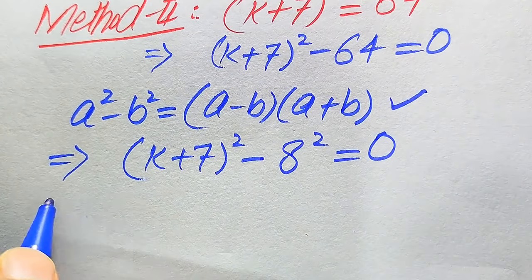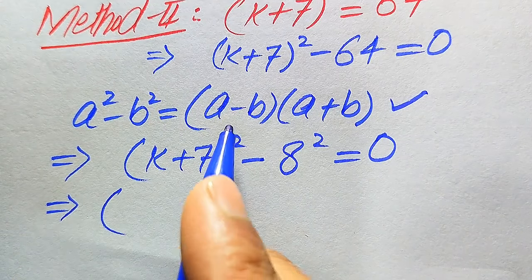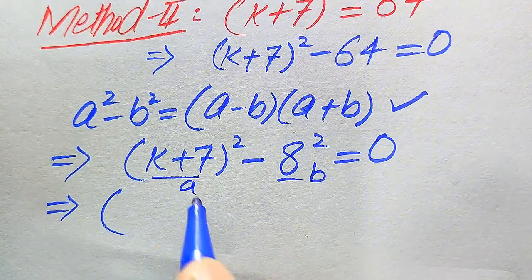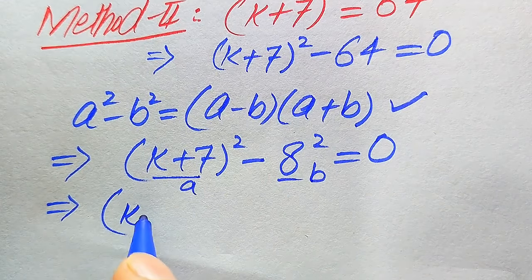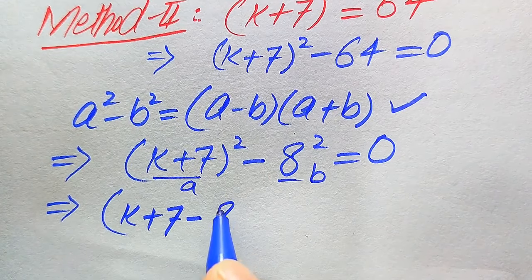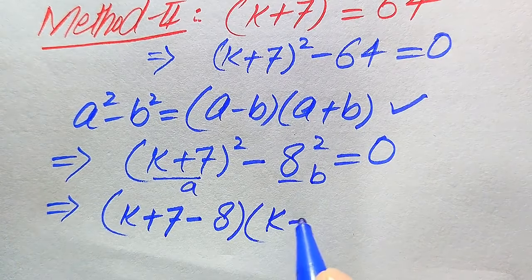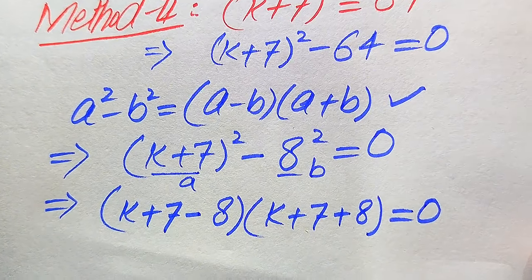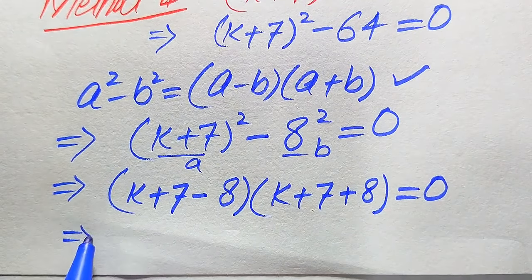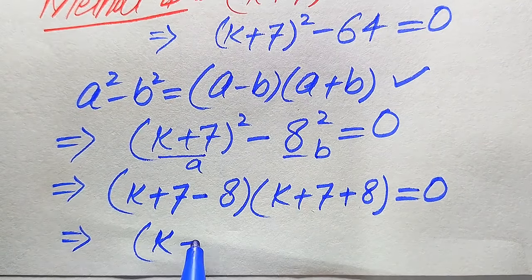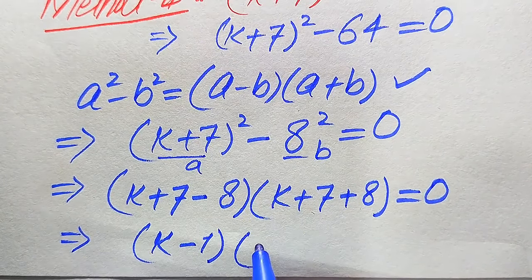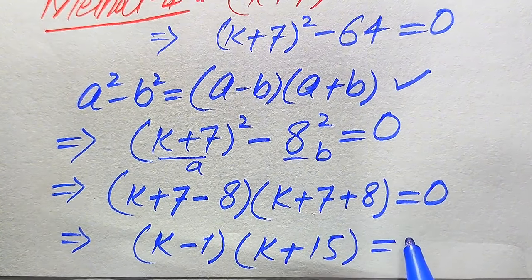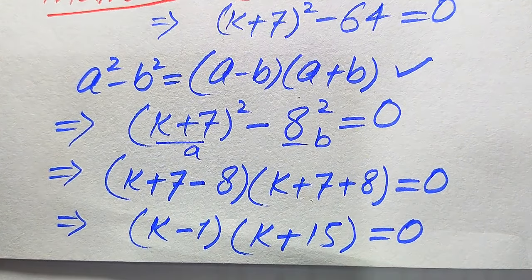So when we apply this formula, our first factor is a - b, where the base of this term is our a and the base of this term is our b. When we use these two values here, it becomes (k + 7 - 8)(k + 7 + 8) = 0. And here we have k, 7 minus 8 becomes -1, into k plus 7 plus 8 becomes 15, and this whole equation is equal to 0.